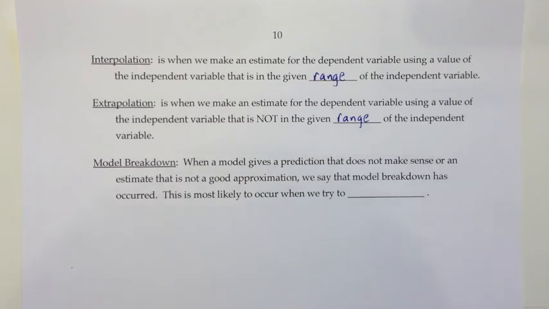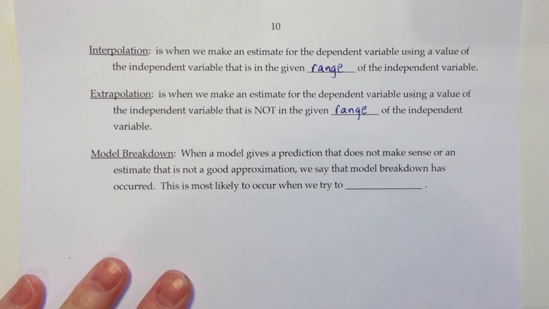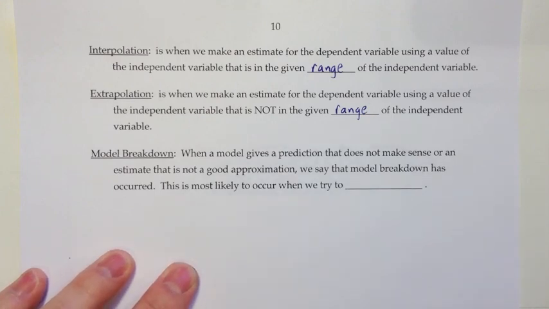And the reason we point these out is that when you're making predictions, there's always a possibility that you're going to have a model that's going to work for a while, but then it might start making some predictions that actually don't make sense. So that's called model breakdown. So let's define that. When a model gives a prediction that does not make sense, or an estimate that is not a good approximation, we say that model breakdown has occurred. And the thing that we want to point out here is this is most likely to occur when we try to extrapolate.